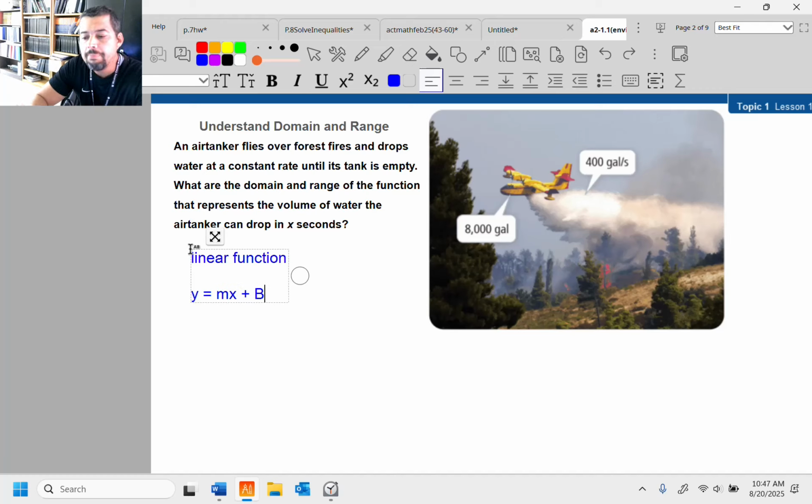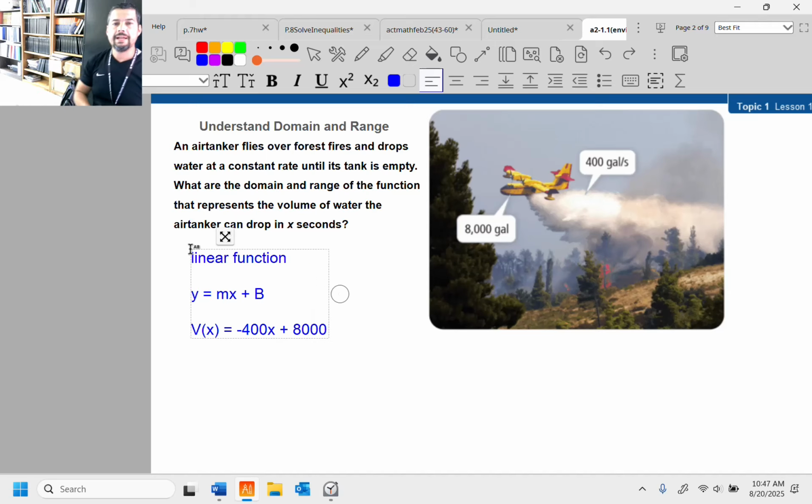It is dropping 400 gallons per second, and that would be a slope. And we should probably do this as volume as a function of x instead of y equals. Volume as a function of x. The rate of change is that we lose 400 gallons per second, and we initially started with 8,000. Now that's the idea here, okay? What are its domain and range?